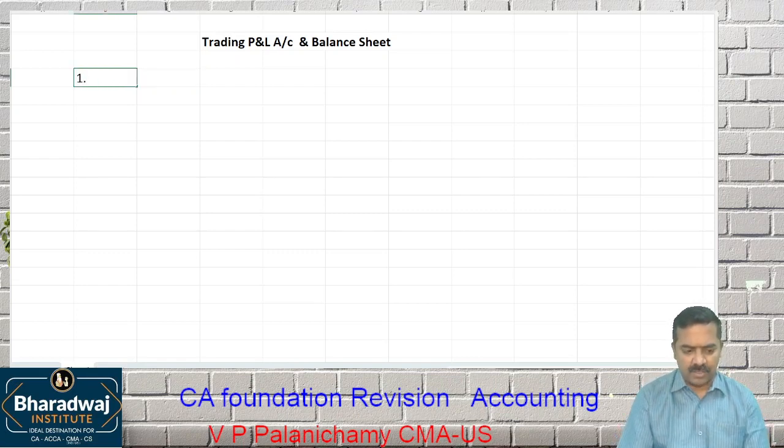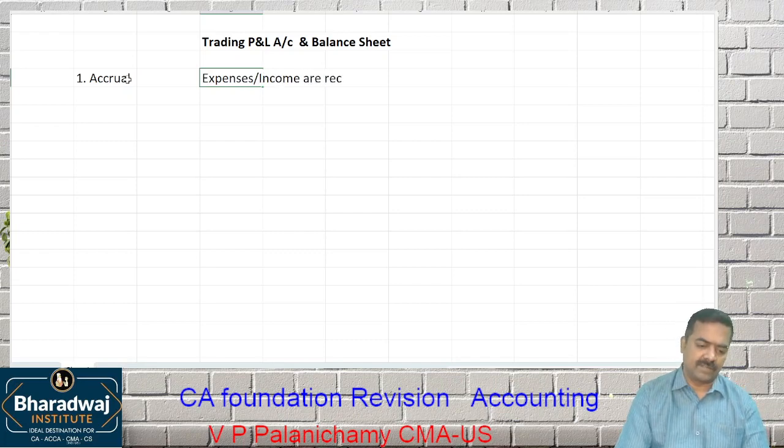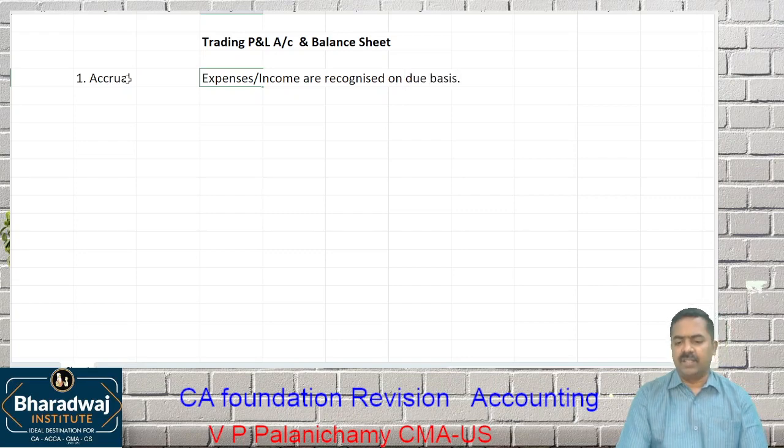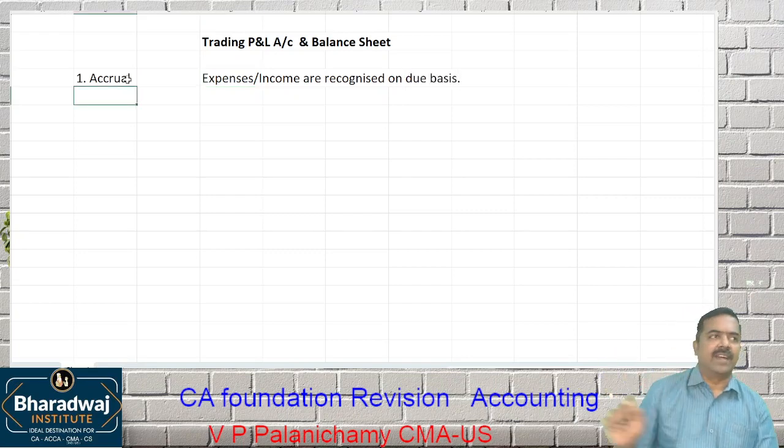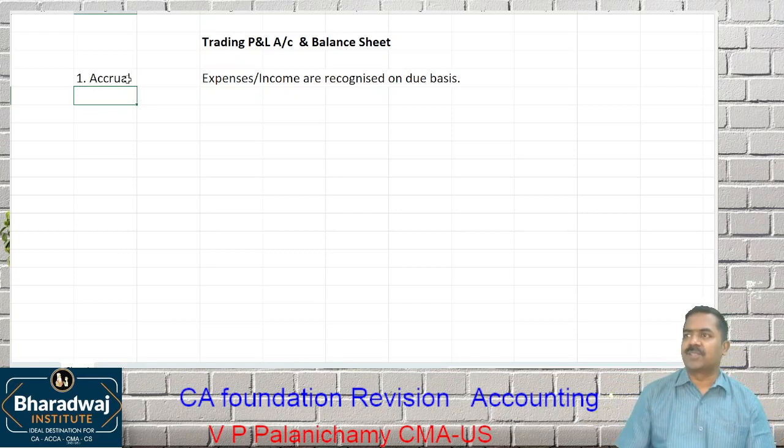The first one that you have to keep in mind is accrual. What do you mean by accrual? Expenses or income should be taken on what basis? That's why we take expenses paid, add outstanding at the end of the year, it belongs to current year. Minus outstanding at the beginning of the year, it belongs to last year. Prepaid items we eliminate. Opening prepaid items we include, like that we do.